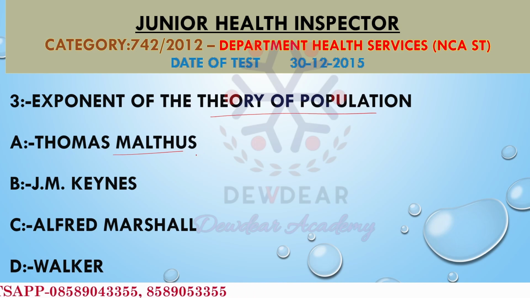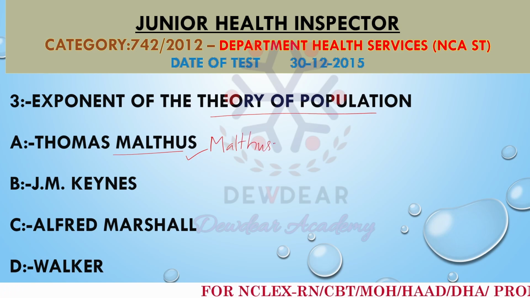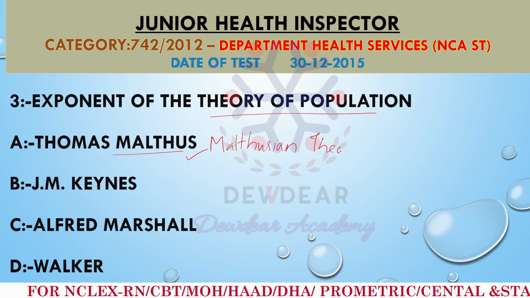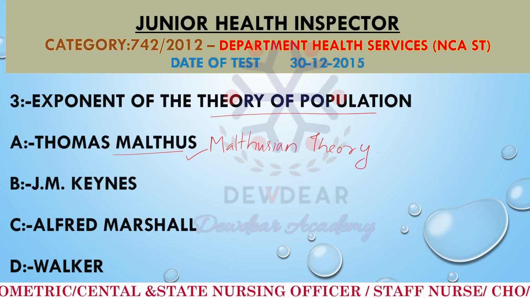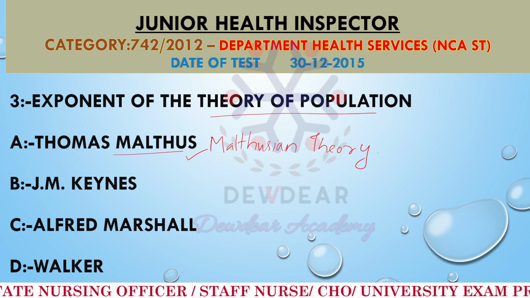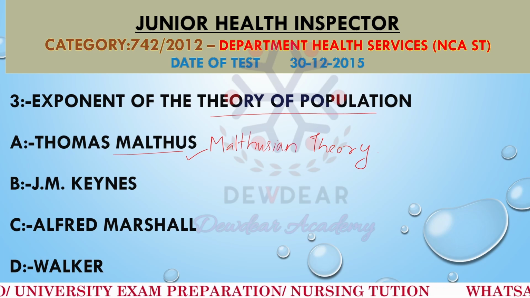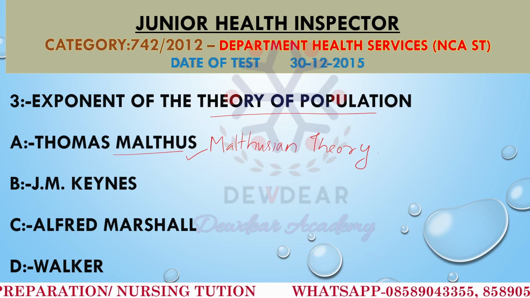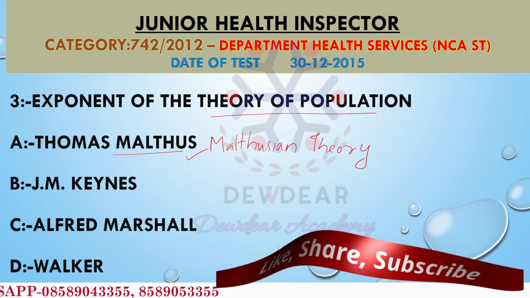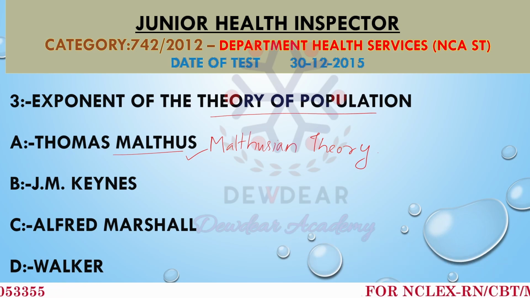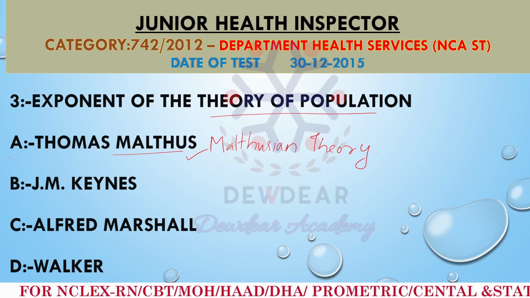So that main theory, the theory of population, we will call it Malthusian theory. He argued that the population growth tends to outpace the growth of food supply, leading to shortage, famine, and other societal issues, unless checked by factors such as war, disease, or moral restraint. So this theory forms the foundation of population studies, Malthusian theory, and the proponent is Thomas Malthus. So that is the correct answer. Option A is the correct answer.